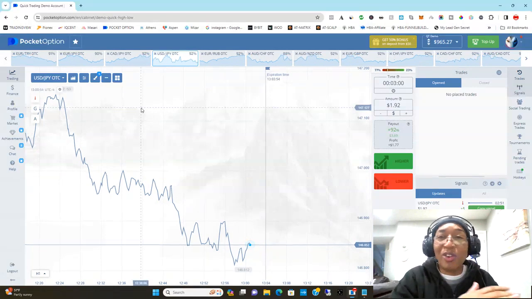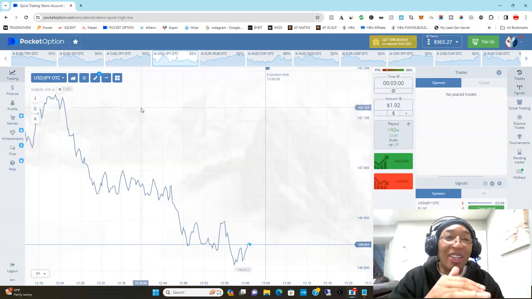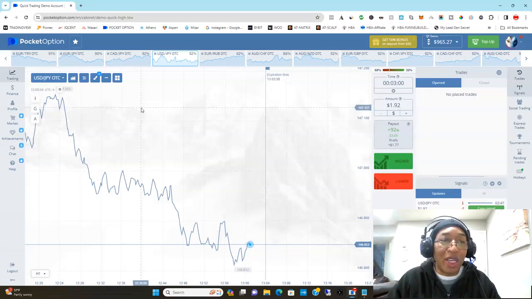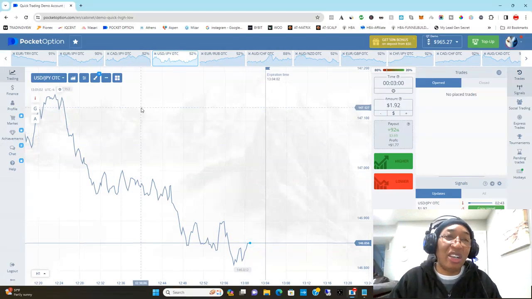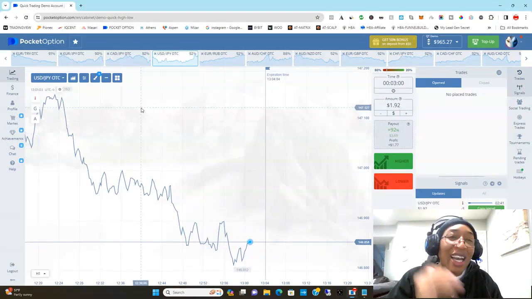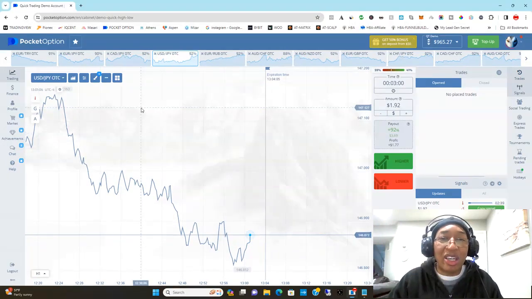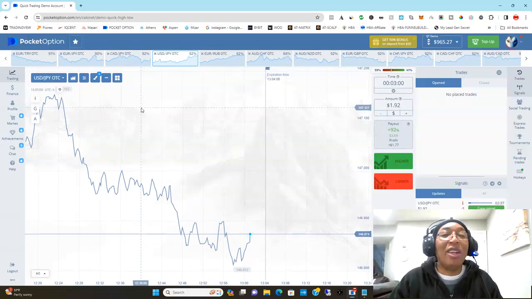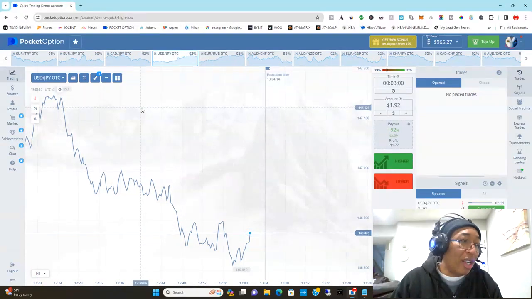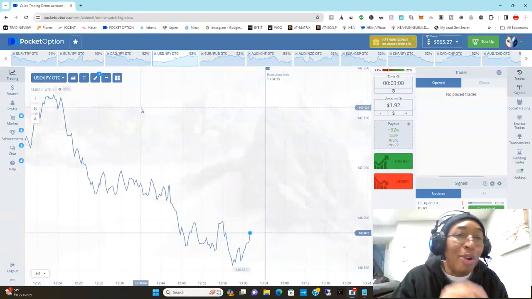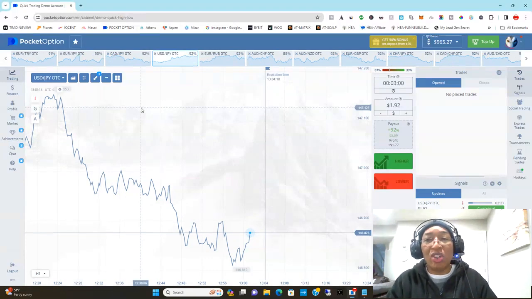So Pocket Option gives you a free demo account. You can put as much money as you want, and you can practice, take at least 100 trades, and make sure you win at least 90% of those using the strategy before you even attempt to take a trade in the live account. Because in the live account, this is where the rubber meets the road, guys. You are likely gonna blow your account the first time you start trading.